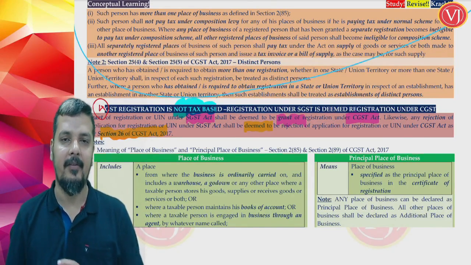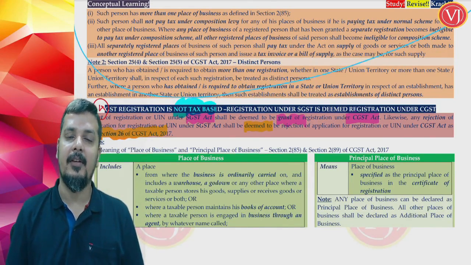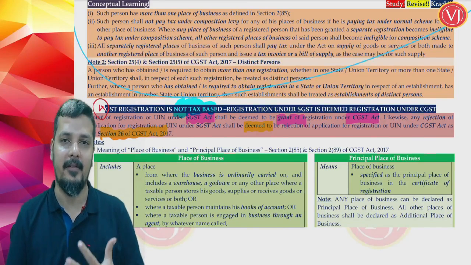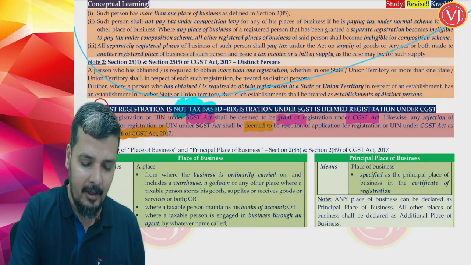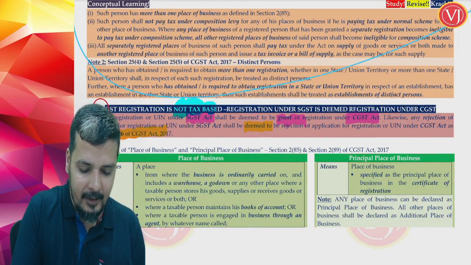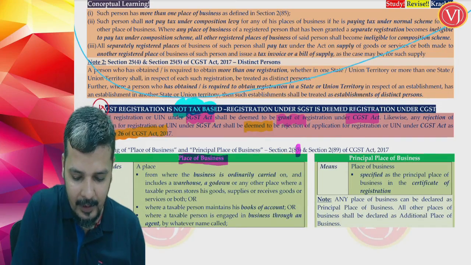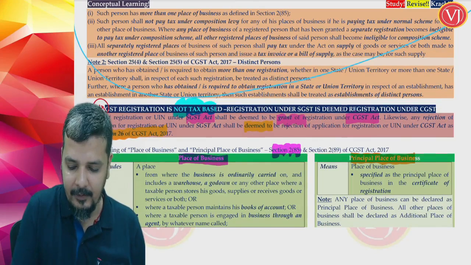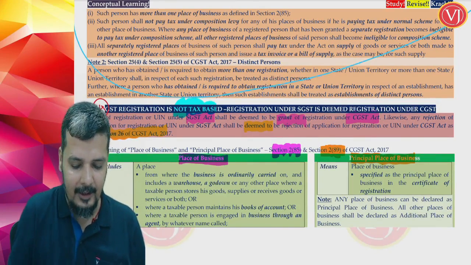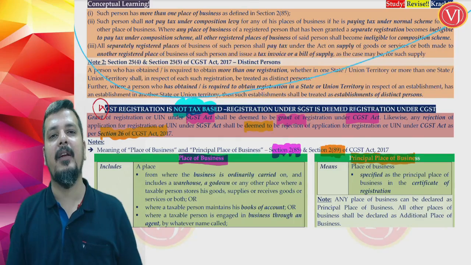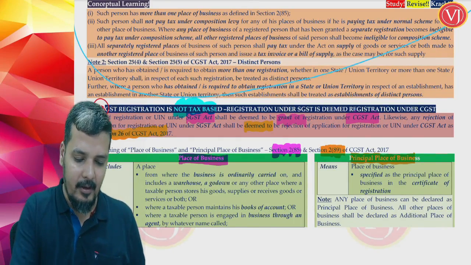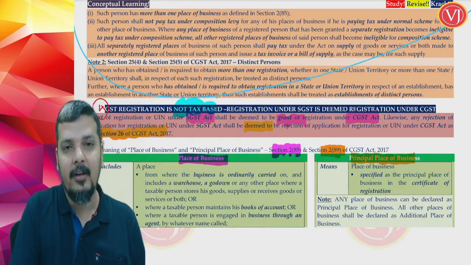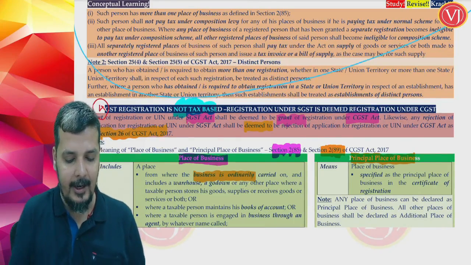And among these 4 concepts that we have discussed, the 3rd concept is about multiple registration, which is based on place of business, which is optional. Now what is meant by place of business in terms of section 2 clause 85, and principal place of business in terms of section 2 clause 89. See, place of business means not only your head office. Place of business includes your head office and your branches where the business is ordinarily carried on.